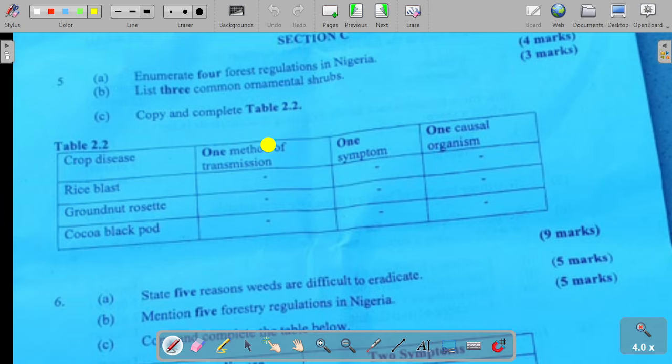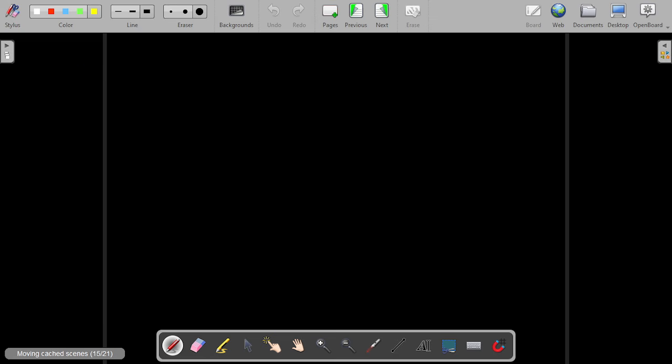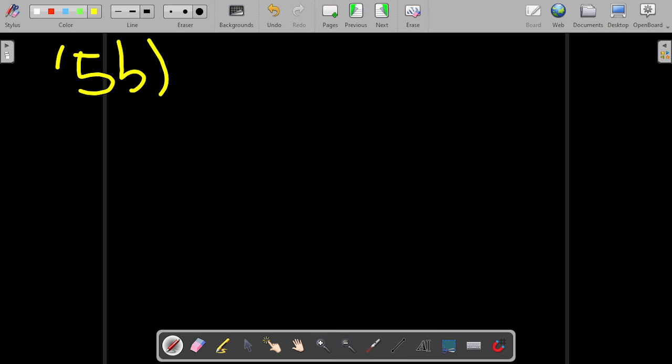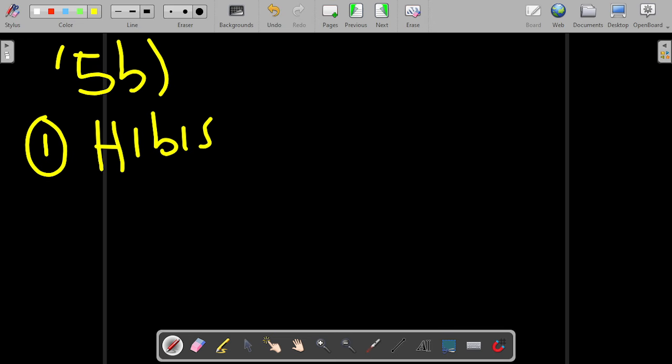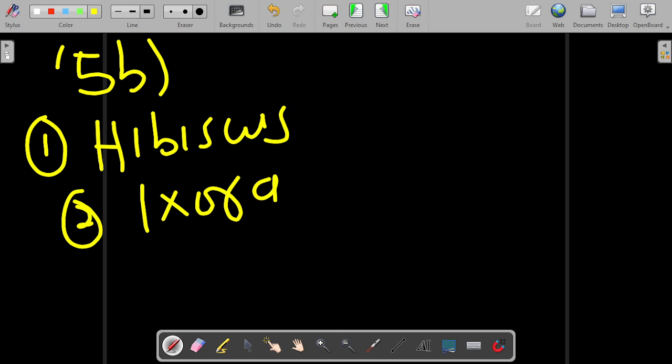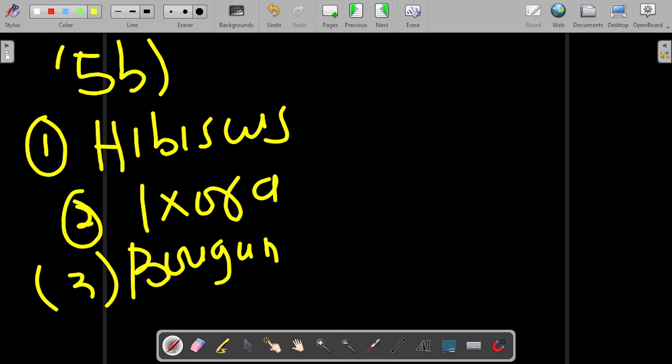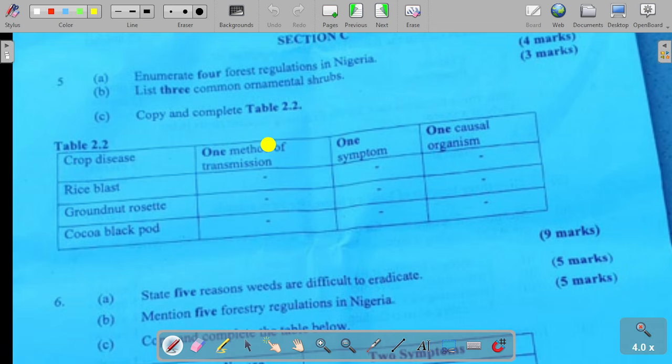Now, why protect forests? Number 5B says list 3 common ornamental shrubs. 1, we have the hibiscus. 2, we have the ixora. And 3, we have the bougainvillea. That is just for 3 marks.